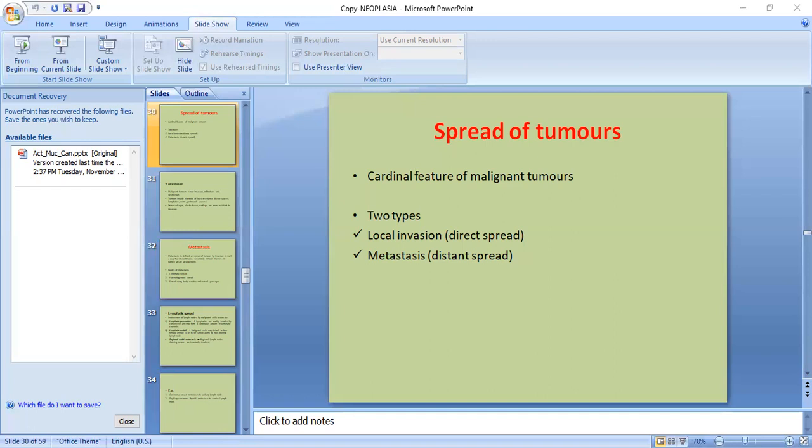Microscopically, secondary deposits generally reproduce the structure of the primary tumor. For example, carcinoma colon metastasizing to the liver. Follicular carcinoma thyroid metastasizes to the bone.